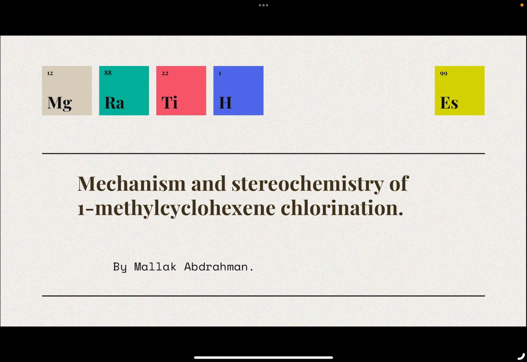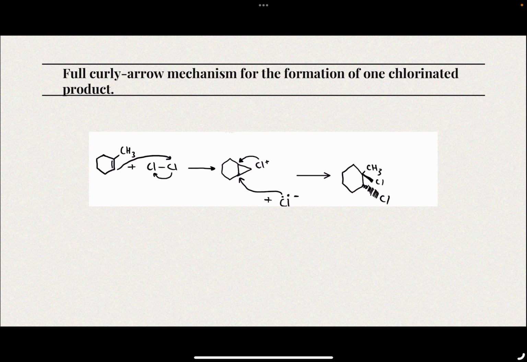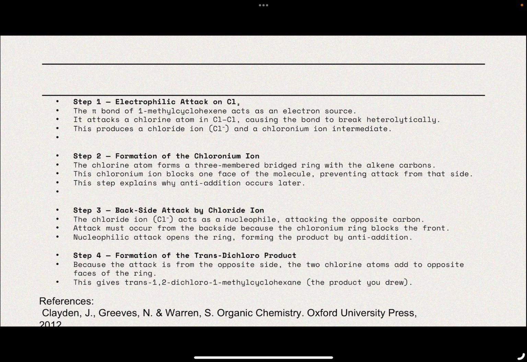Mechanism and Stereochemistry of 1-methyl-cyclohexene chlorination by Malik Abdurrahman. So this is a full curly arrow mechanism for the formation of one chlorinated product, drawn by me. Okay, so step 1, the electrophile attack on Cl2.